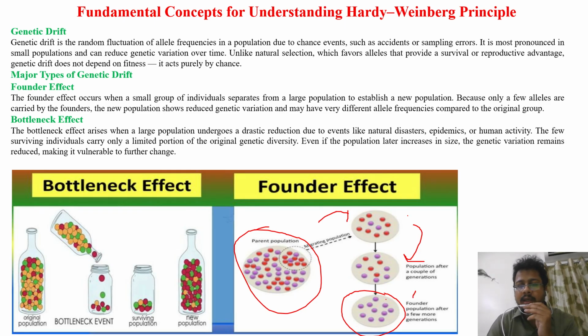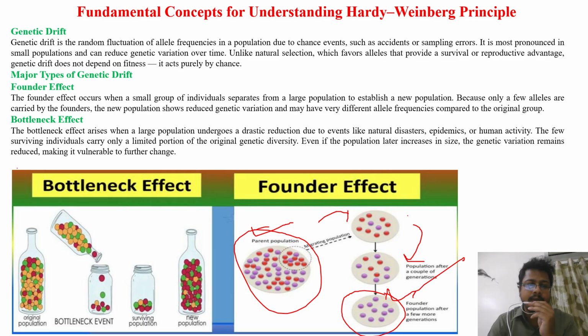So it's the genetic diversity of this population. The genetic diversity of this population is quite different from the genetic diversity of this population. So this is a founder effect, and this occurred purely by chance. So it is a kind of genetic drift. So this is one type of genetic drift which occurred due to the founder effect.